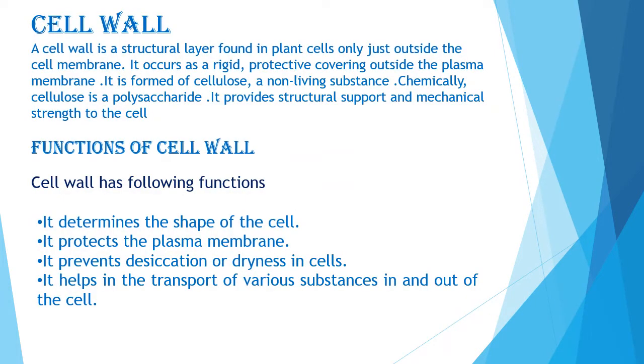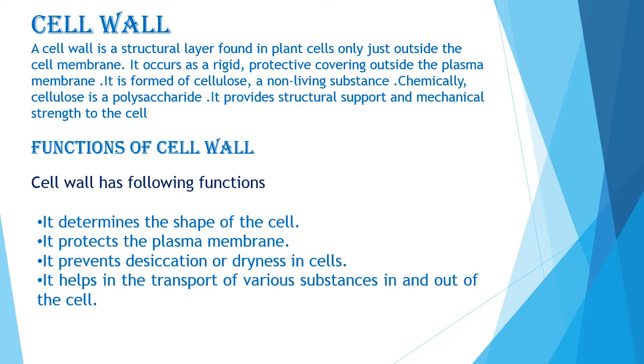Cell wall. As you have studied in the previous class, the plasma membrane is present outside of all the living cells. In plant cells, one extra layer is also present, that is called the cell wall. A cell wall is a structural layer which is found in plant cells only, just outside the cell membrane or the plasma membrane. It occurs as a rigid, protective covering outside the plasma membrane. It is basically made of cellulose, which is a non-living substance. Chemically, cellulose is a polysaccharide. It provides structural support and mechanical strength to the cell.